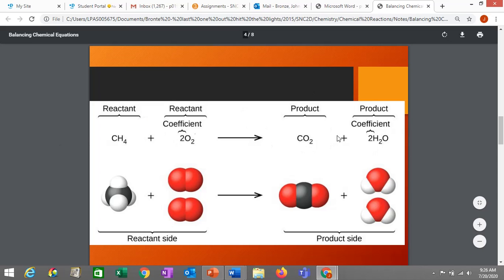So that's why we balance equations, so that the number and type of atoms on the left is the same as the number and type of atoms on the right. So again, 1 carbon, 4 oxygen, 4 hydrogen.